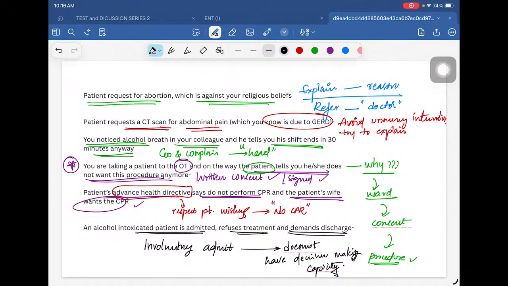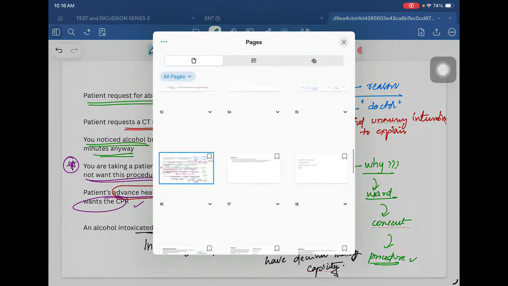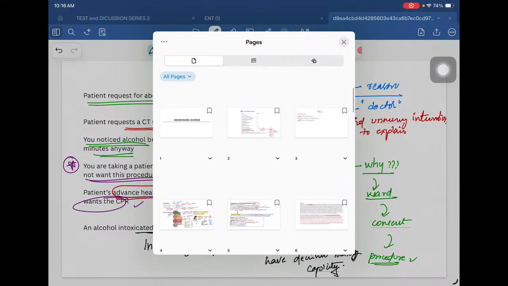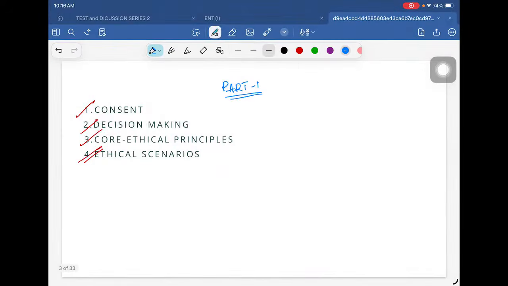All right, so these are some of the ethical scenarios that can show up on your exam in a very crisp manner. So just go through them once again so that you'll understand the gist of each of the scenarios that I have put in over here. And that concludes our part 1. So what did we cover? We have covered consent decision making, core ethical principles and some of the ethical scenarios.